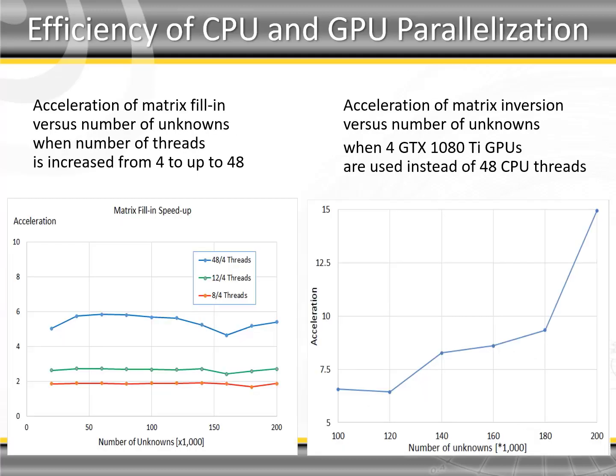The graph on the left side shows acceleration of matrix fill versus number of unknowns when the number of threads is increased from 4 to 48. The graph on the right side shows acceleration of matrix inversion versus number of unknowns when 4 GPU cards are used instead of 48 CPU threads.